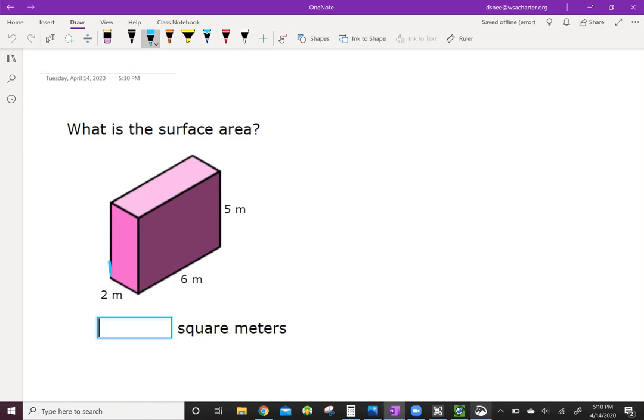I can find this side right here that I outlined in blue, and I know that one side of that is 2, and the other side is 5. So I have 1, and then another one on the other side over here. You have to imagine that right there. So I have 2 times 5 times 2, which gives 20 meters squared in A, the 2 rectangles labeled A.